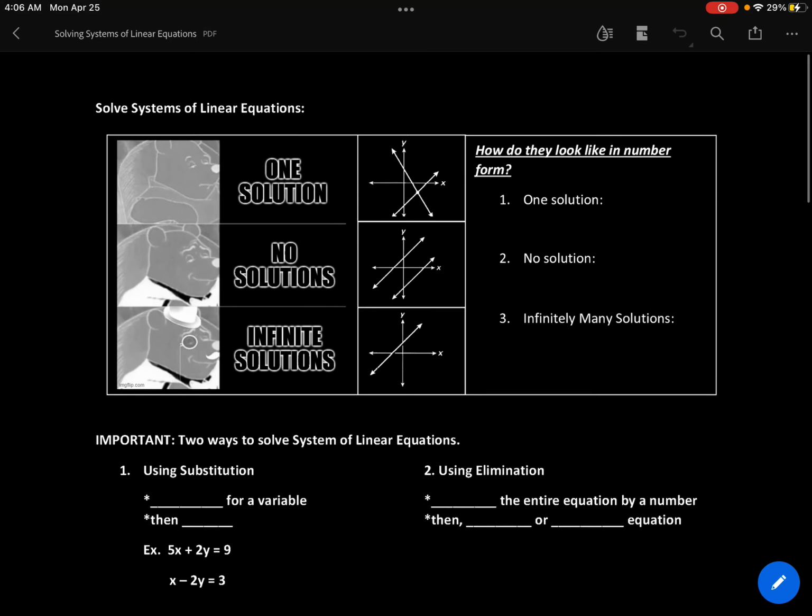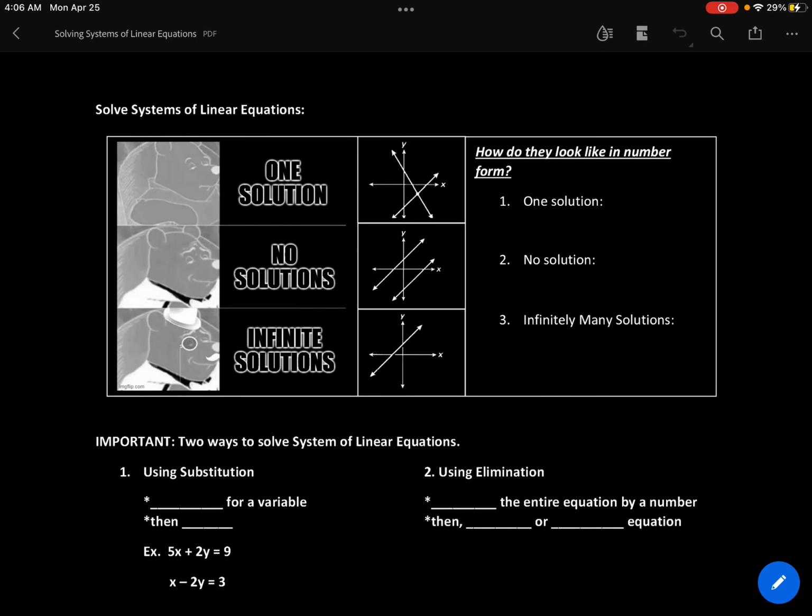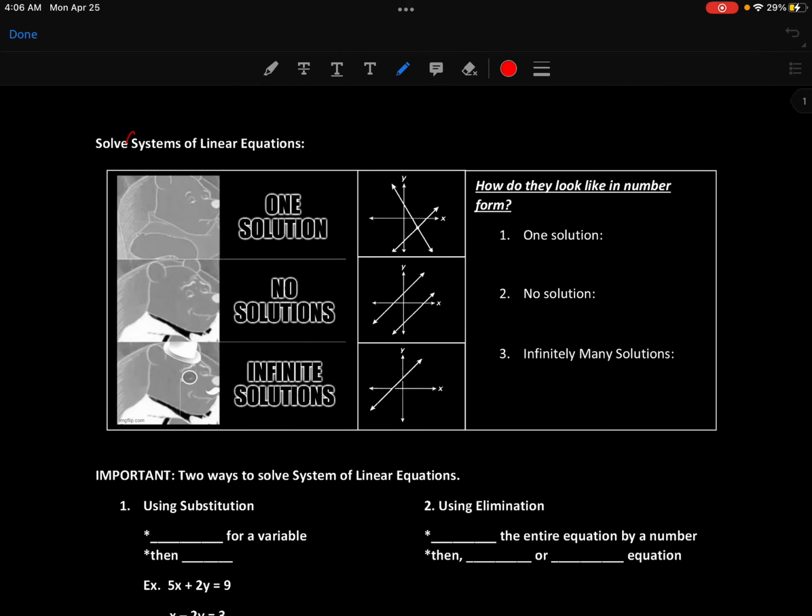Today you're going to learn how to solve systems of linear equations. Now, what do they mean by systems of linear equations? They just mean two or more. That's it. Now, a system of linear equations can have three cases.